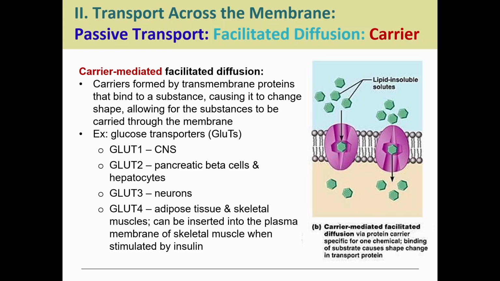So we see there's our example here, various glucose transporters, or GLUTs, whatever you want to call them. But glucose transporters. So we have GLUT1 in the central nervous system, GLUT2 in the beta cells of the pancreas and the hepatocytes, GLUT3 for neurons, GLUT4 for adipose tissue and skeletal muscle, right? And so these will all help transport glucose. They're just slightly different versions, slightly different transporters.